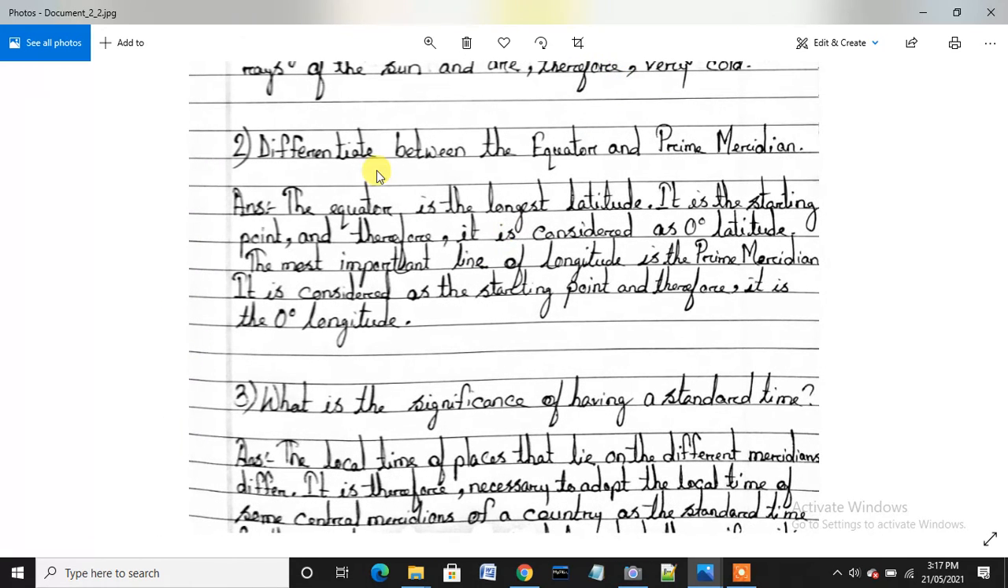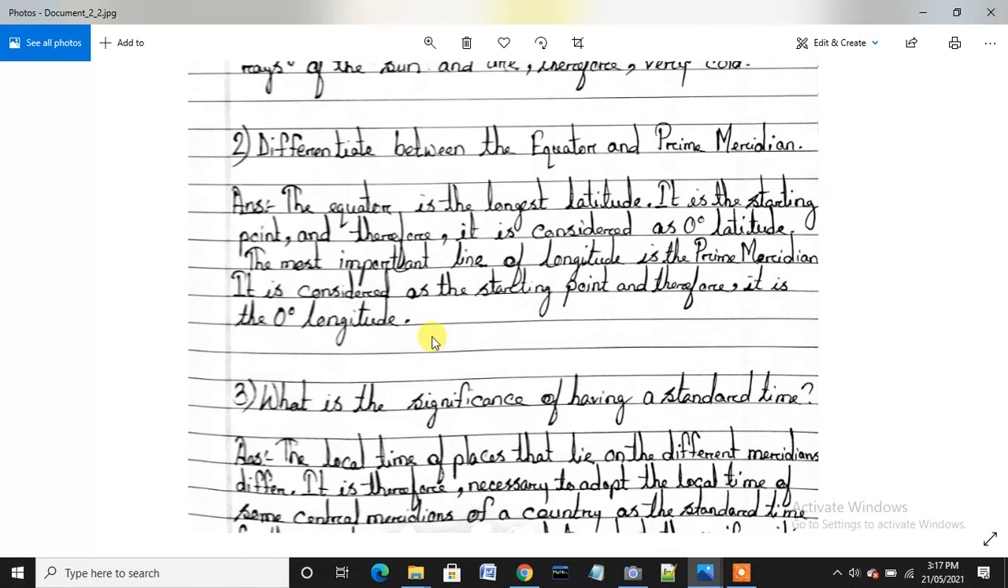Next we will see the difference between the equator and the prime meridian. The equator is the longest latitude. It is the starting point and therefore it is considered as 0 degree latitude. The most important line of the longitude is the prime meridian. It is considered as the starting point and therefore it is 0 degree longitude.